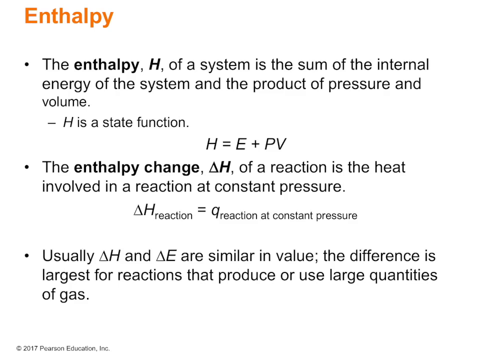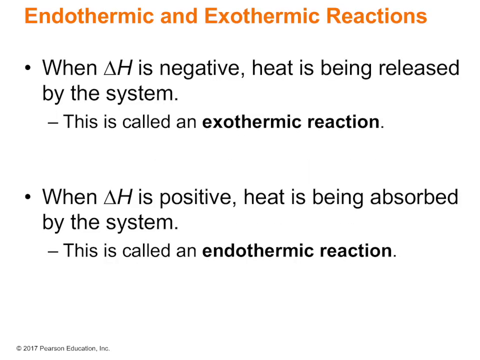The difference is the largest for reactions that produce or use large quantities of gas. So when delta H is negative, heat is being released by the system. This is called an exothermic reaction. If you remember me talking about delta E, when delta E is negative, that means heat is being released, it's being put off. Same with delta H. So when heat is being released, that means delta H is negative. When delta H is positive, heat is being absorbed by the system. That's called an endothermic reaction. So when heat is being absorbed by a system, that means that delta H is positive.